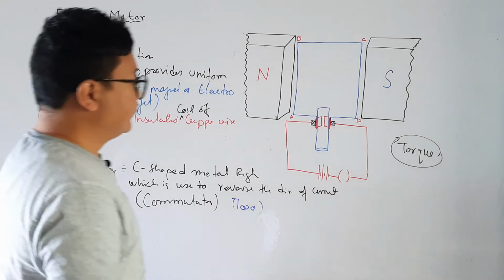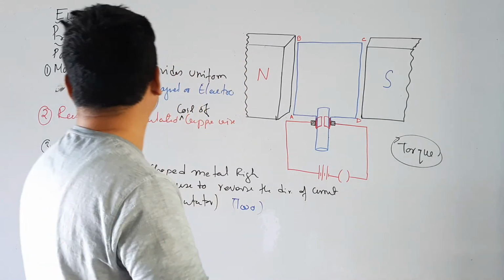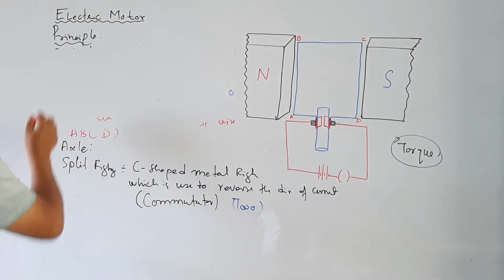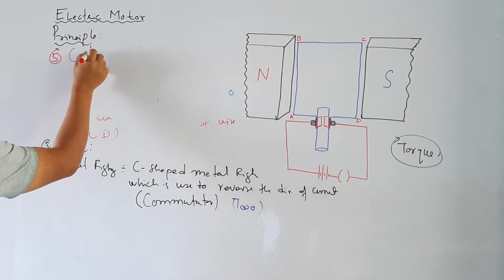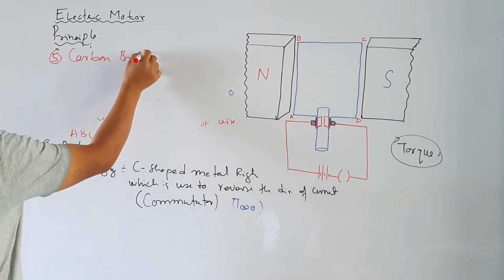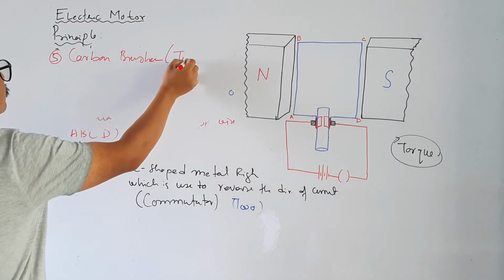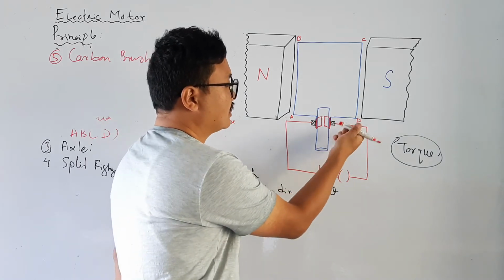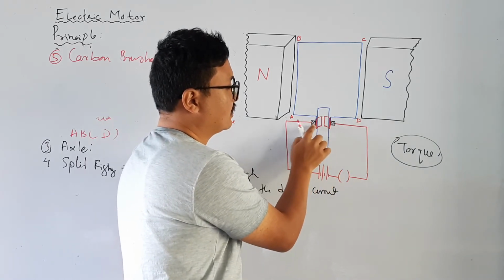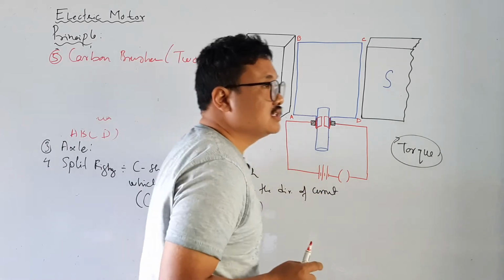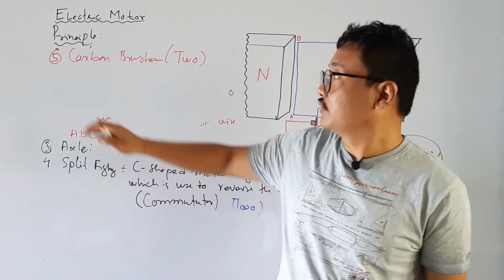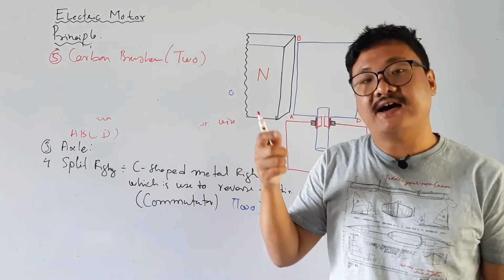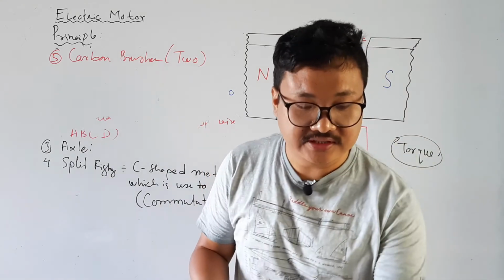Now another part is the brushes. Number 5 part is called the brushes, or carbon brushes. There are 2 carbon brushes. If you see here, there are 2 black dots, brush-like things. These are my carbon brushes. These carbon brushes are connected with the split ring.